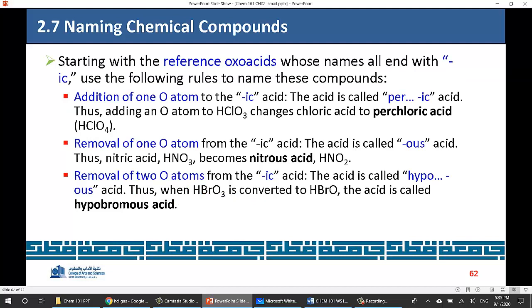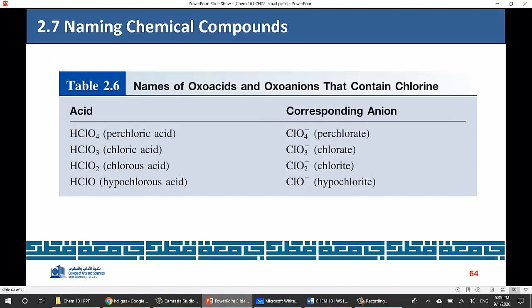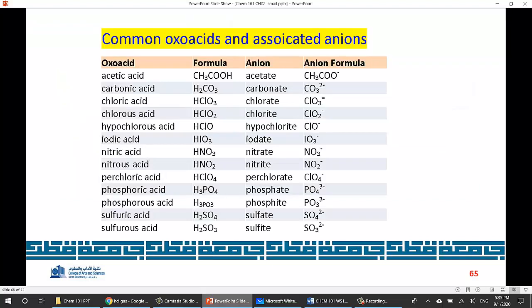Actually, HBrO3 and those things are in the syllabus, so you can take a look at this slide by yourself. There's a few more examples here for naming acids. And this is also a summary of what I was talking about. Remember, perchlorate, chlorate, chloride, and hypochlorite. This is how you name them.